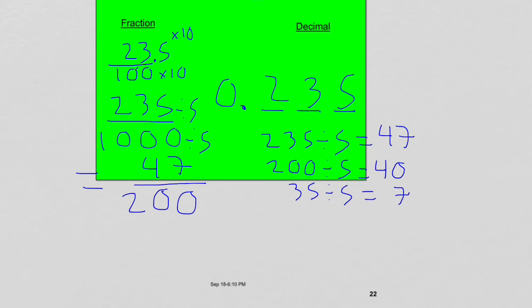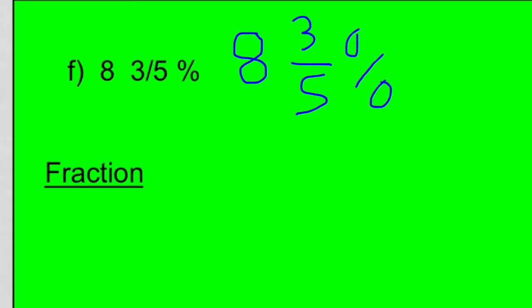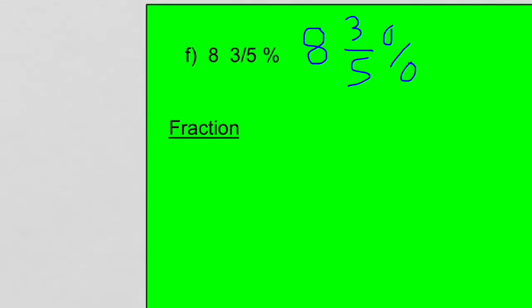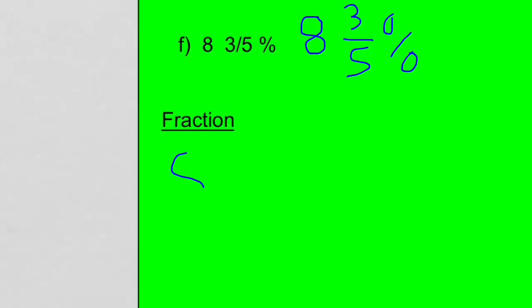Okay, let's do one last question. I'm going to rewrite it as 8 3/5%. And we're going to turn this into a fraction. Now, a lot of people say to me, Mr. Weber, this is so easy. It's already a fraction. The answer is 8 3/5.